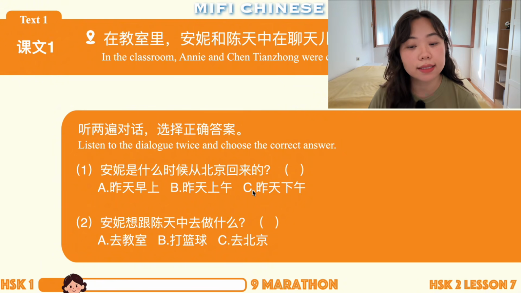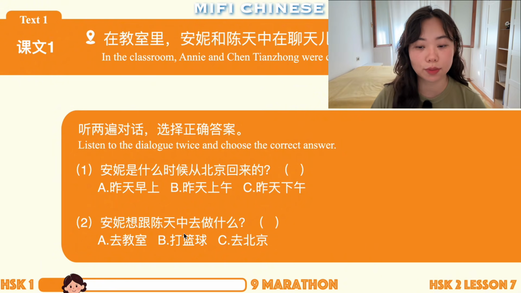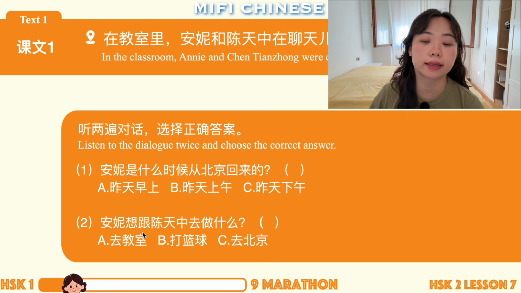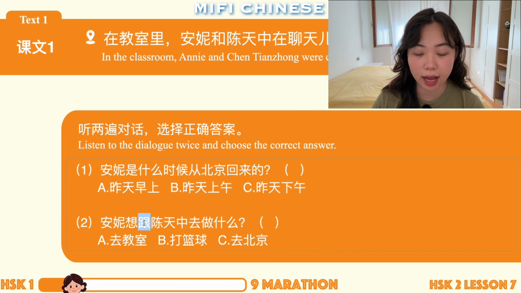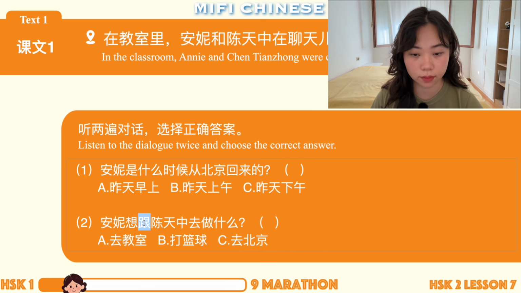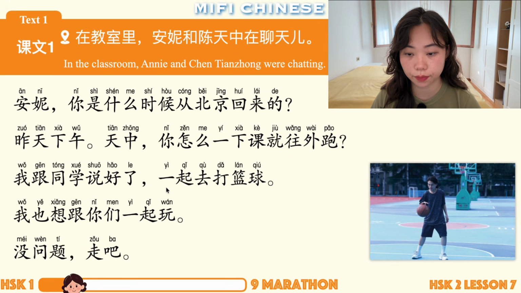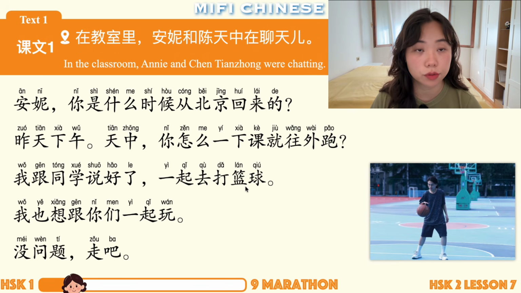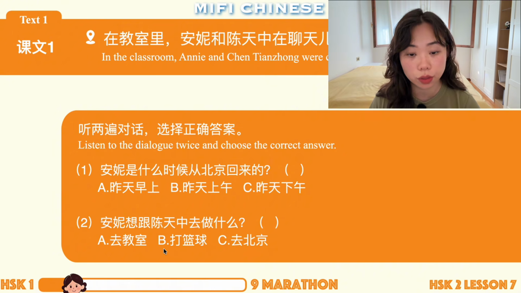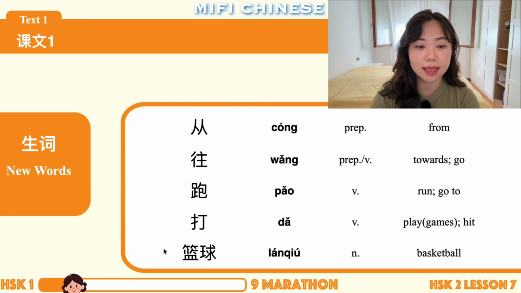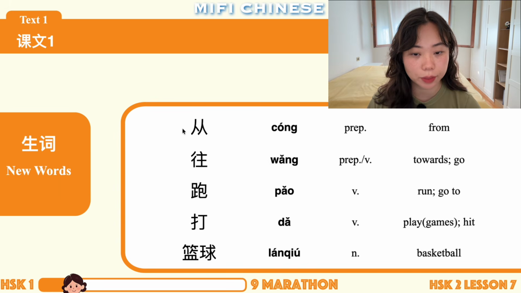And then 安妮想跟陈天中，跟 is what? Remember? 想跟 means with, right? So what does 安妮 want to do with 陈天中? She wants to 一起去打篮球。So 安妮 said, I want to do it together with you guys too. 我也想去。So 安妮 wants to B, 打篮球。Right, let's see the new words. You can read after me.